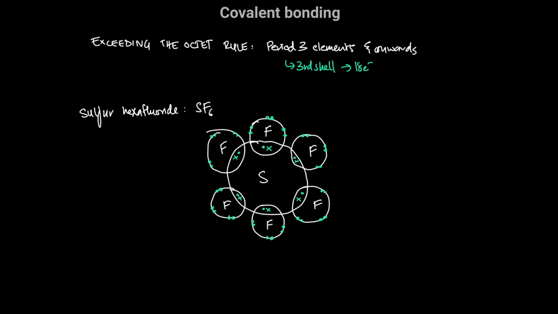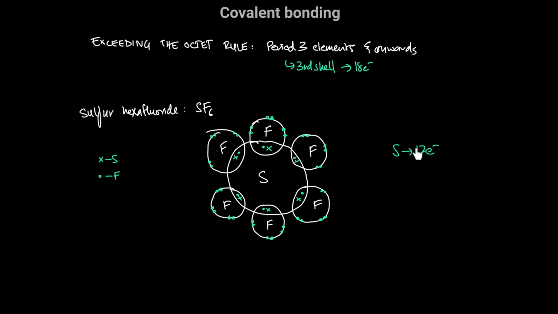Now, if we notice, the sulfur atom is exceeding the octet here. It had 6 valence electrons. The cross here represents the electrons from sulfur, and the dot is for fluorine. Sulfur had 6 valence electrons, and when it ended up making a single bond with each of the fluorine atoms, after bonding the sulfur atom has 12 electrons. So sulfur now has 12 electrons.